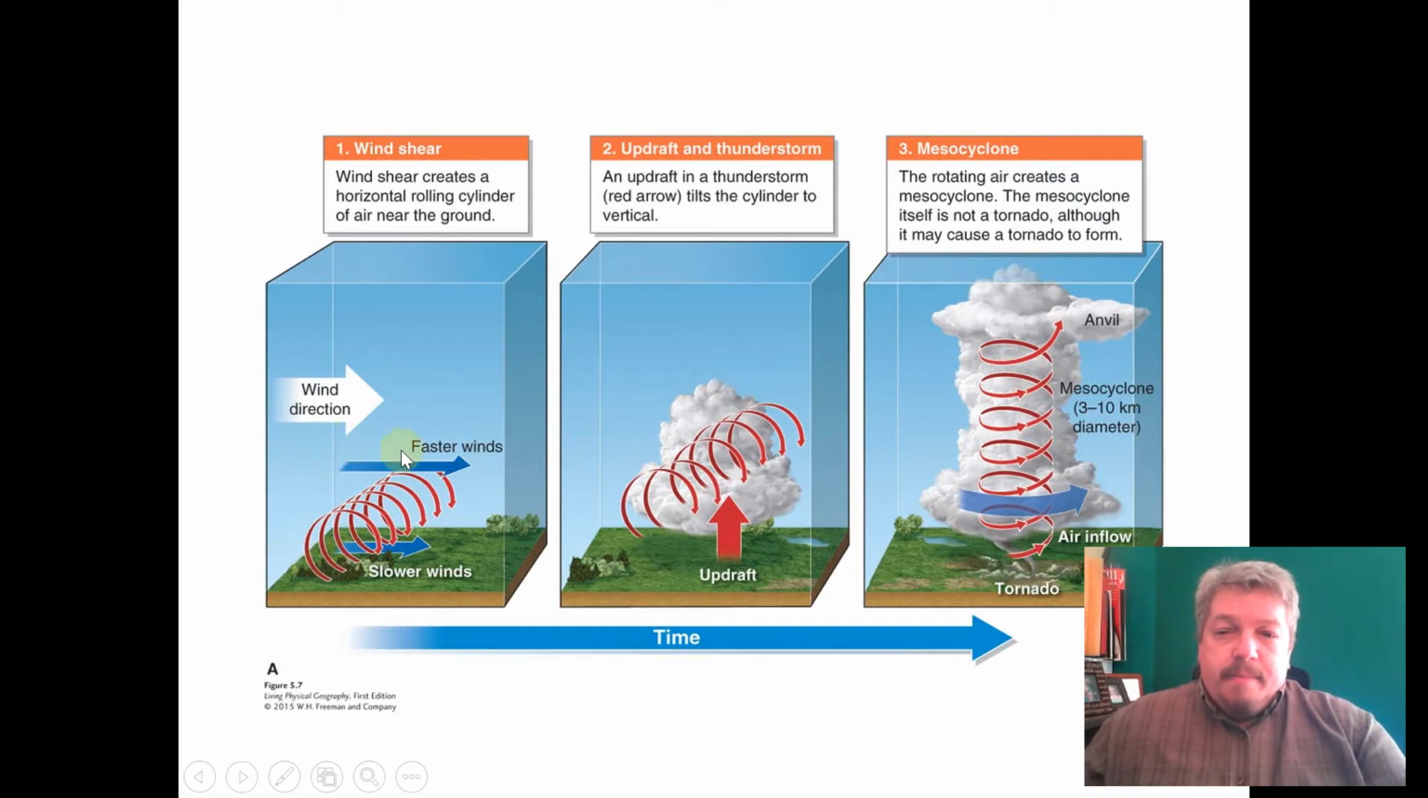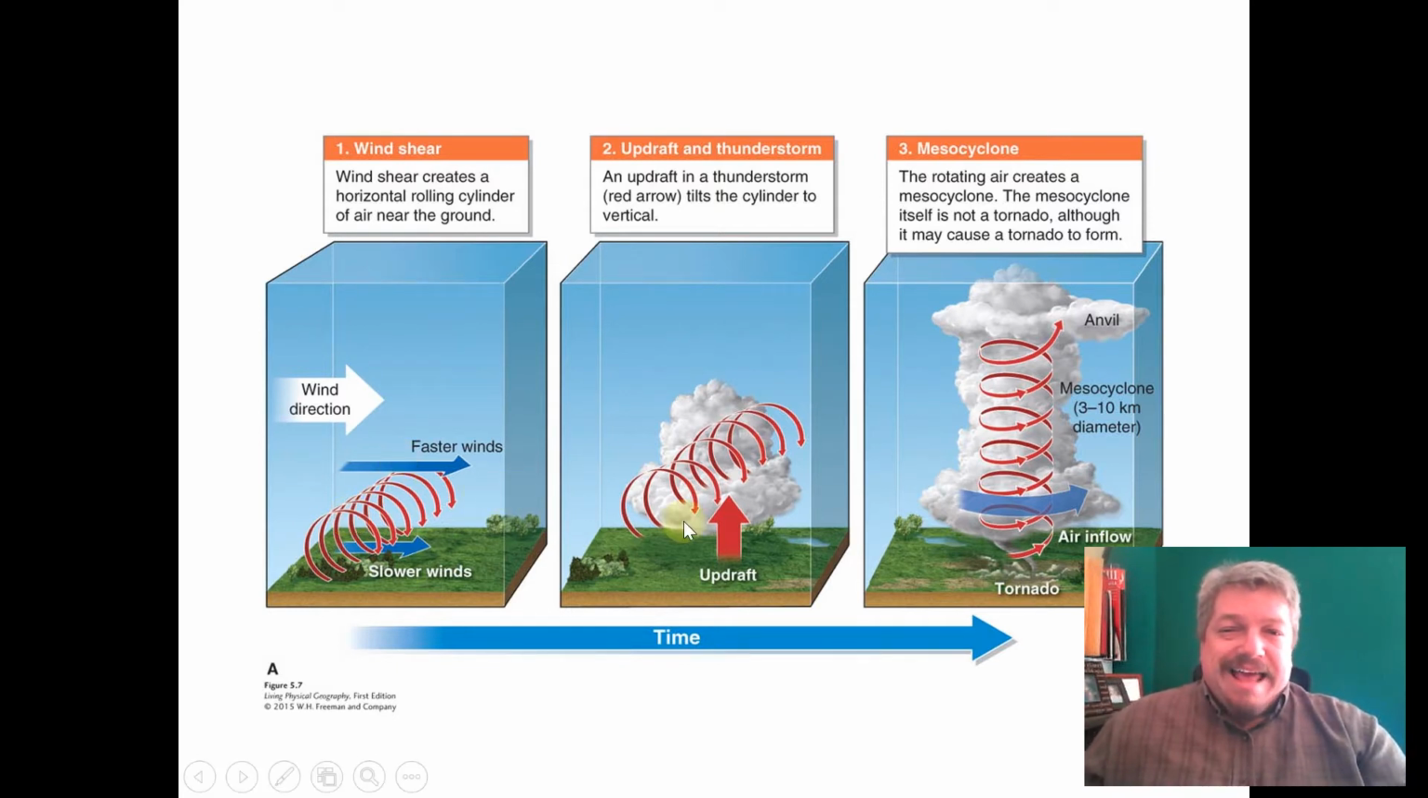The wind up above, so maybe 10,000 feet up, is blowing much, much faster than the wind on the surface. And so what happens is it basically starts to cause the wind to kind of roll. So instead of blowing just this way, it kind of rolls it. So you have this kind of rotation, right? A rolling cylinder, almost like a wheel.